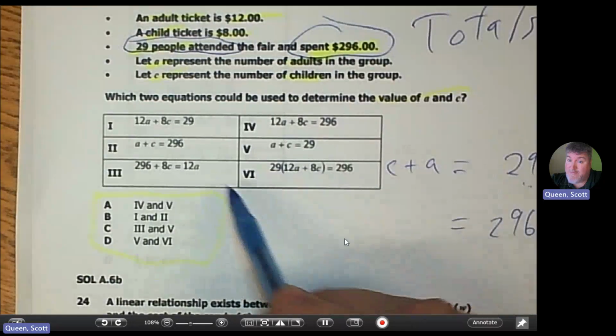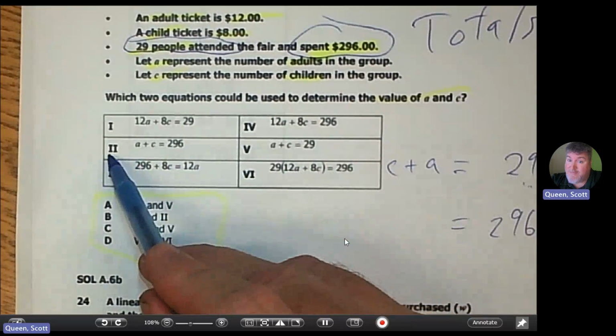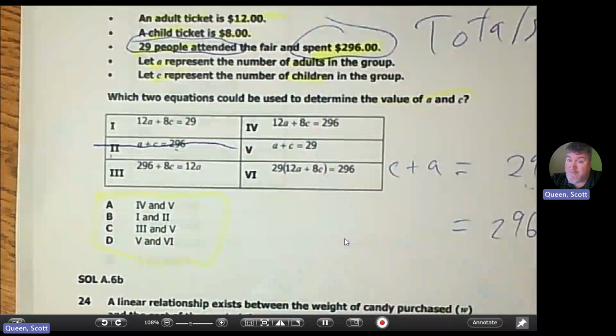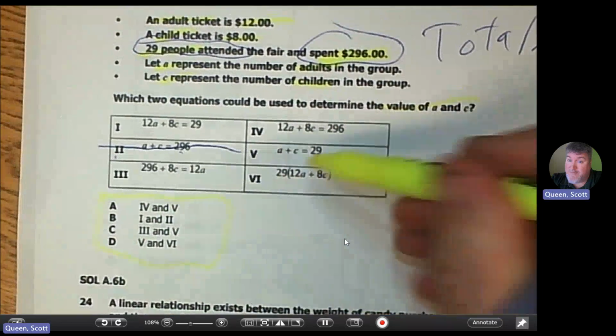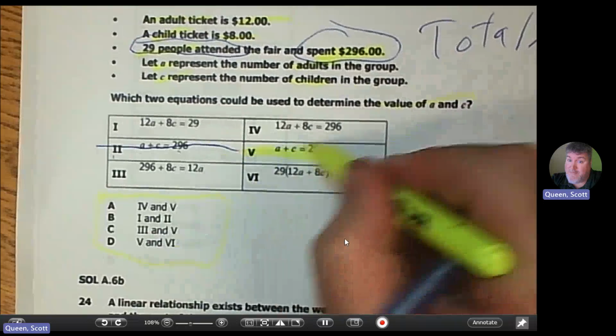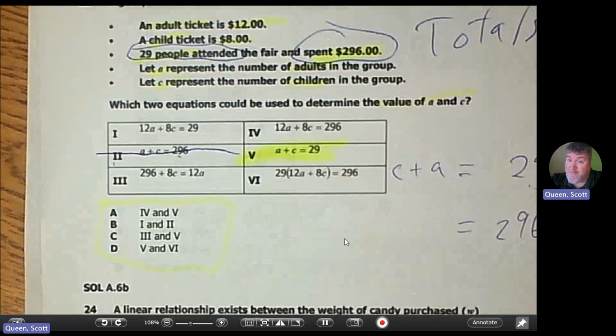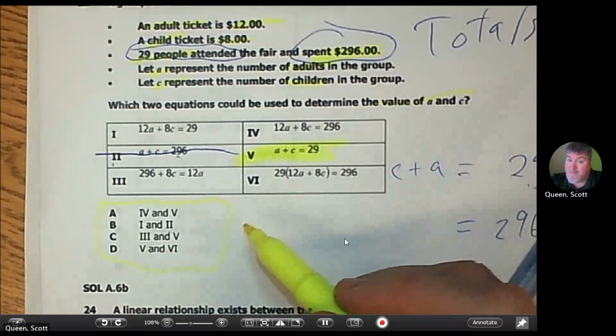Do we see something like that in here? Roman numeral 2, so A plus C equals 296. That's dollars. That's invalid. A plus C equals 29. Same thing, but backwards. That is valid. Let's start looking at our actual answer choices. Where do I see the Roman numeral 5 down here? What letters?